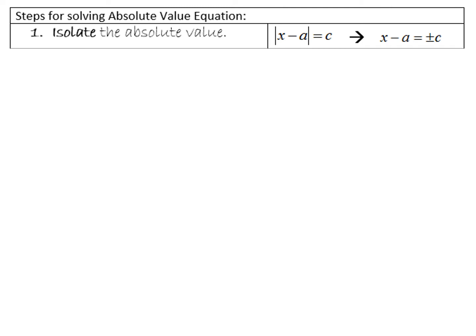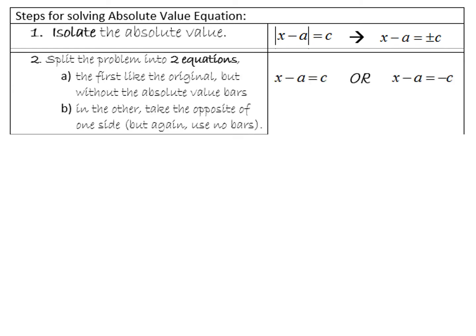Steps for solving absolute value equations. First thing you want to do is isolate the absolute value. After that, we will split the problem into two equations. The first will look just like the original, but without the absolute value bars. In the other, take the opposite of one side, but again, use no bars.